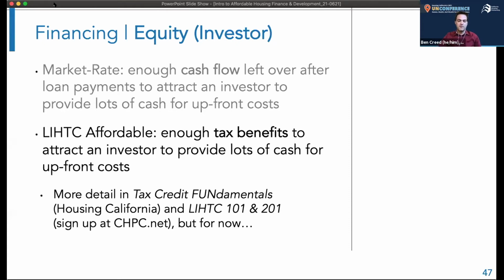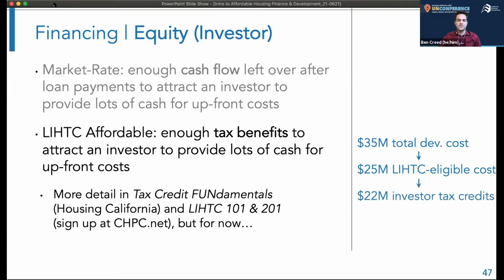But just for now at the high level, for our $35 million project, there may be around $25 million of tax credit eligible costs. This is eligible basis, for those who attended this morning. And depending on the type of tax credit and which funding round you applied in, maybe you can anticipate qualifying for $22 million of tax credits for your project.